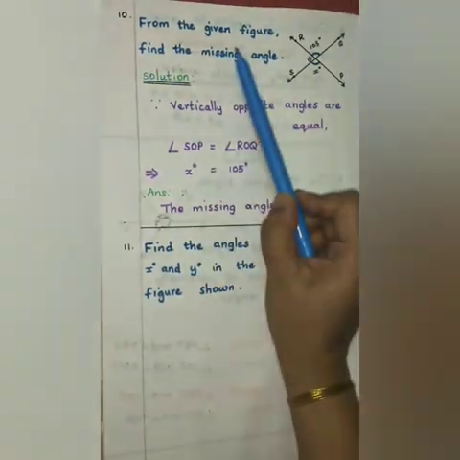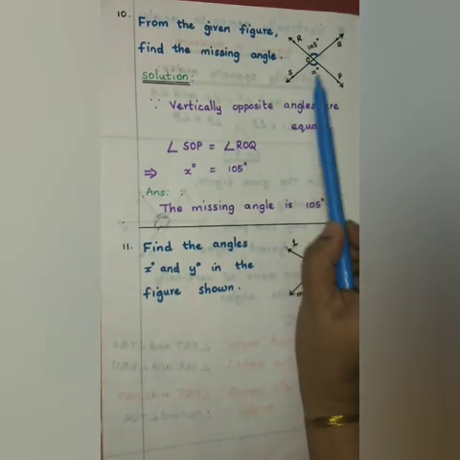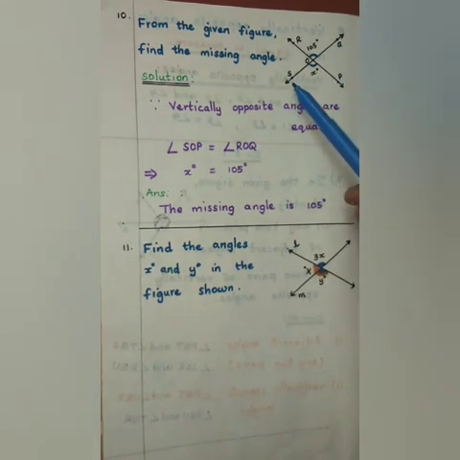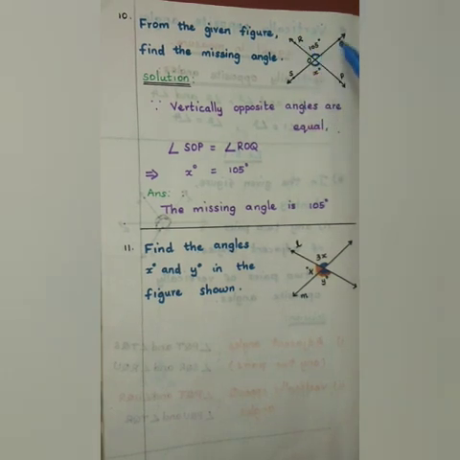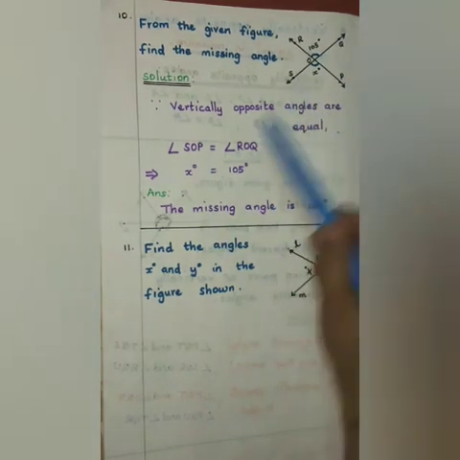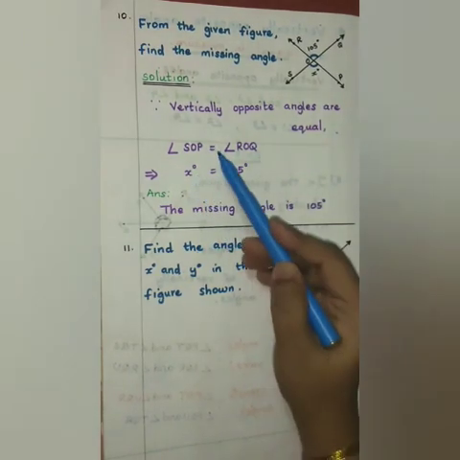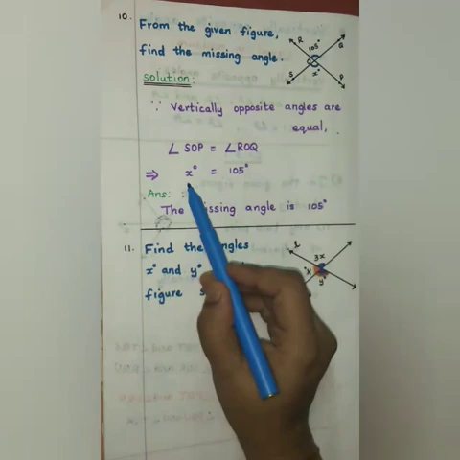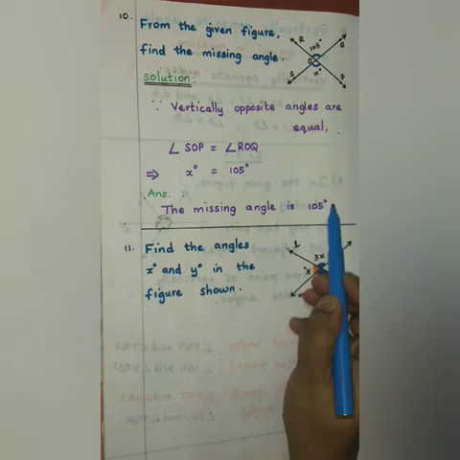10th problem, we are asked to find the missing angle. That is, we are asked to find the value of x. So we know that vertically opposite angles are equal. So angle SOP is equal to angle ROQ. But the angle SOP is nothing but x degree. So write here x degree, that is equal to angle ROQ, that is 105 degree. It is given in the figure. So the value of x is 105. So the missing angle is 105 degree.